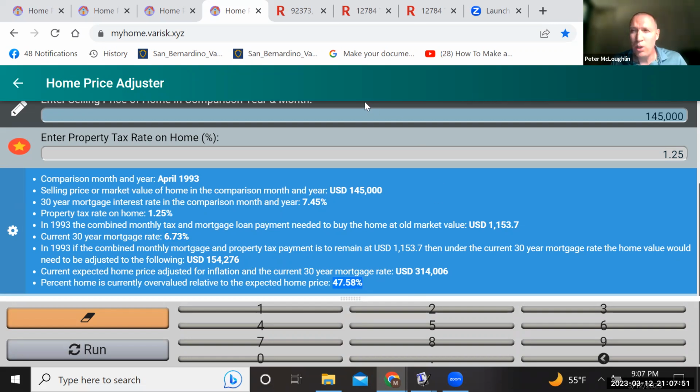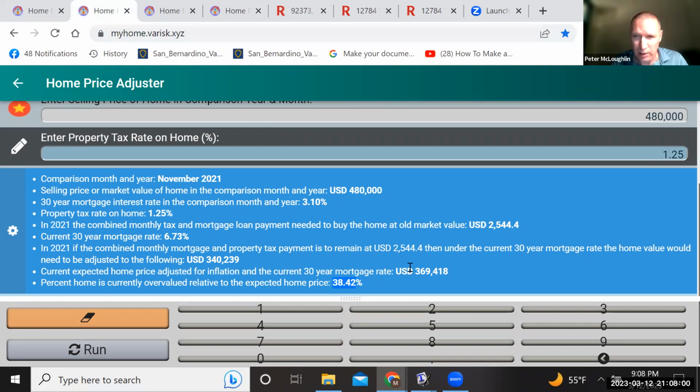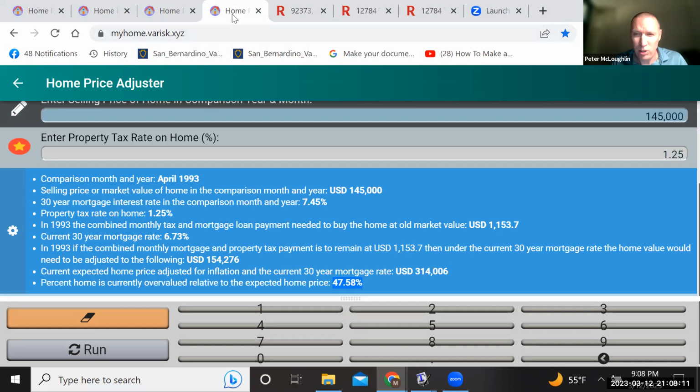Okay. So now what we can do is average all these values we got. The first one predicted 370 roughly. The 2006 year predicted 628. And the 1993 one predicted 314. If you average those, it's about 435. So it seems like a realistic price for the house currently is probably somewhere between 400 and 450. So it's roughly about 30% overvalued.